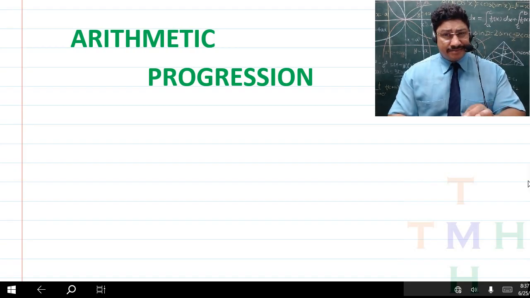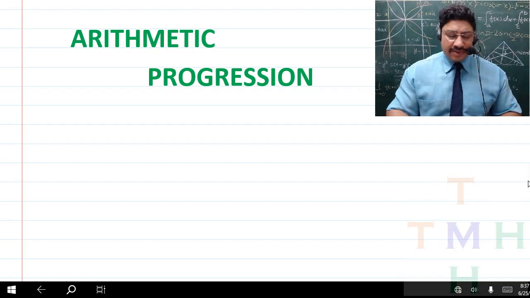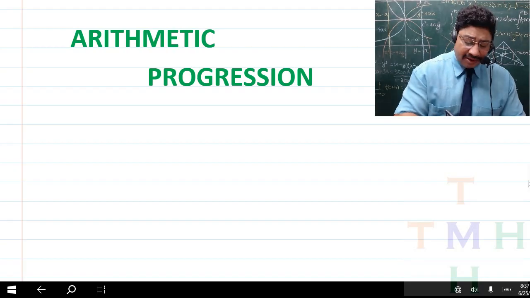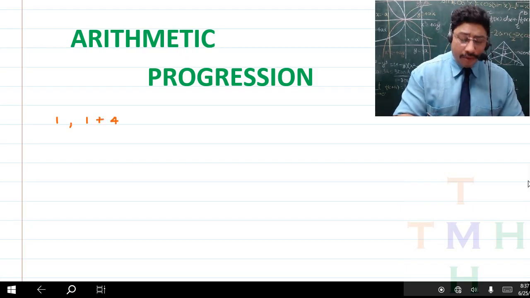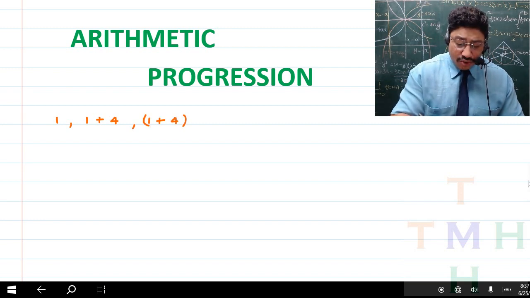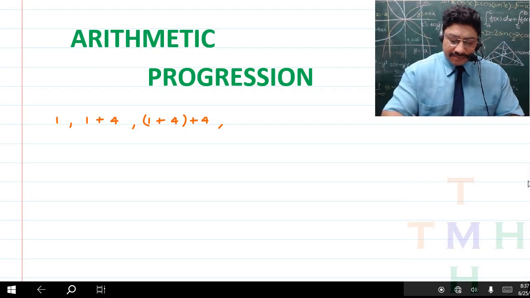the next term, then whatever is the last term, you are just to add a number to it. For that matter, we will have an example here. Let's say now that we have the first term to be 1, right? Now to 1, if say you add 4, right, you'll get the next term. Now to add 4 again to this, you will get the next term.